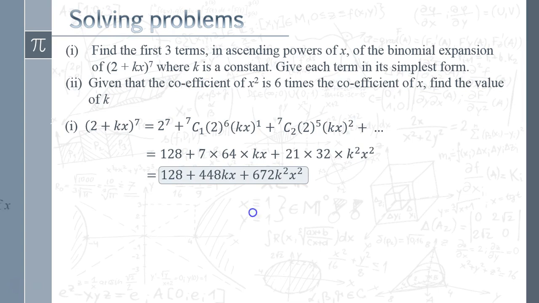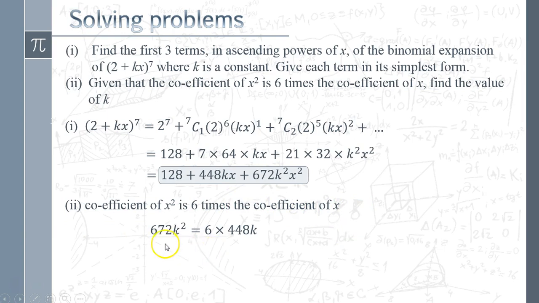On to the next part of the question. We're going to be asked to use what we did in part 1, and we're given the fact that the x squared coefficient is 6 times the x coefficient. So we're being told that this value here, 672k squared, is 6 times as big as 448k. So what I'm going to do is take this statement and write it as an equation. So we know 672k squared, the x squared coefficient, is 6 times the x coefficient.